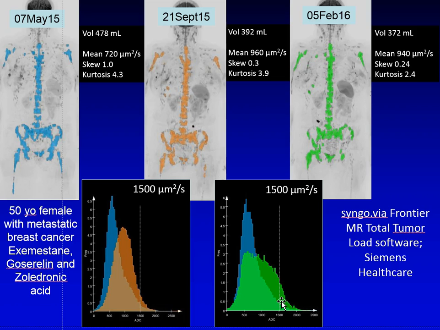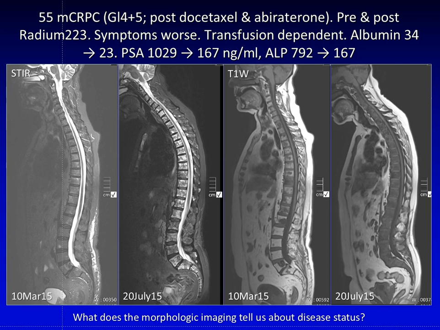Now, I just want to show you one last example because I think it's quite illustrative. So here's a patient with advanced prostate cancer. He's got castrate-resistant disease, he's failed docetaxel, he's failed abiraterone, he's got large volume bone disease, and he's been treated with radium-223.